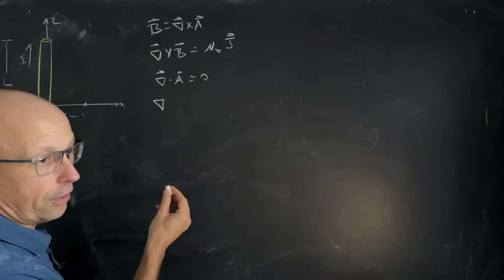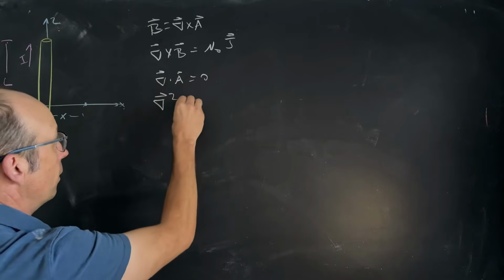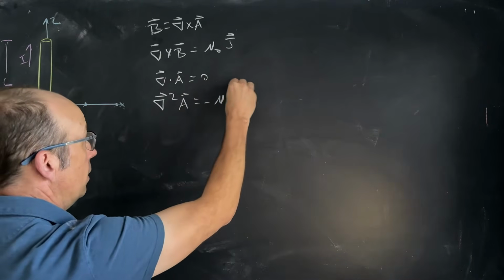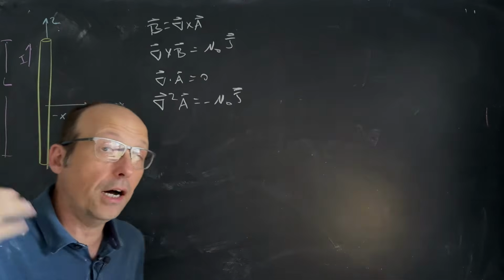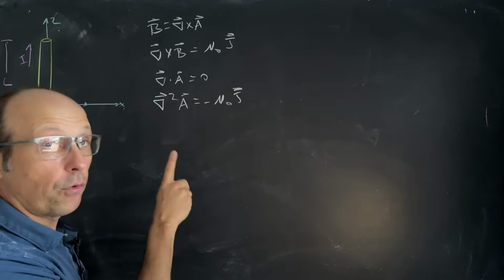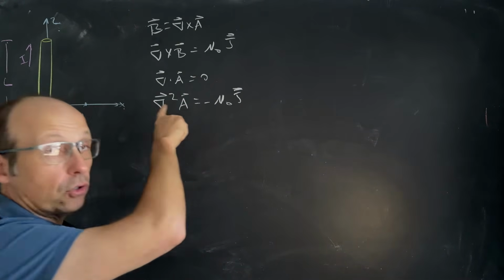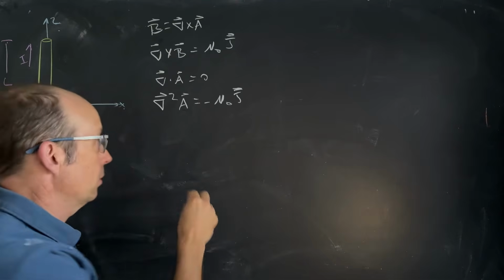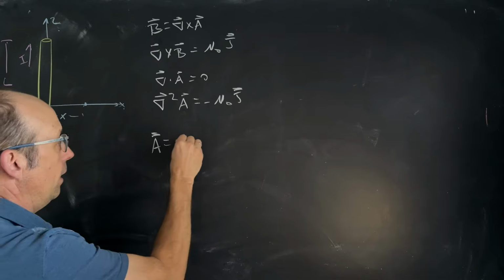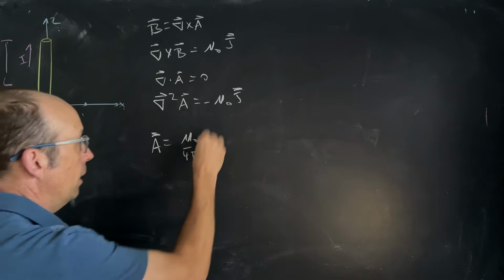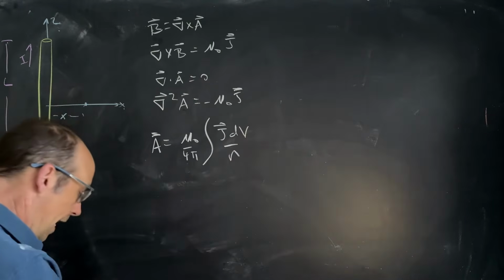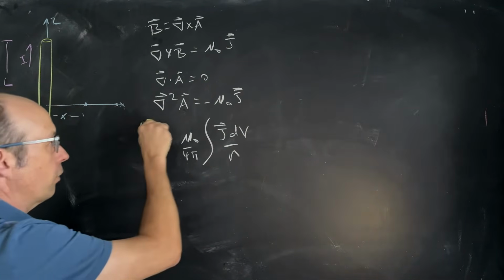I've already gone over this in other videos, so I'm not going over all the details. The Laplacian of A, del squared A, is negative mu naught J, and that looks just like Poisson's equation for electric potential, so we can use a similar form for the vector potential as we did for electric potential. Even though it's a vector, it all works. So I'm going to skip all the steps. We know that A is mu naught over 4 pi, the integral over all space of J dV over R. That's important, so I'm going to put a box around it, even though I'm going to erase it in just a second.